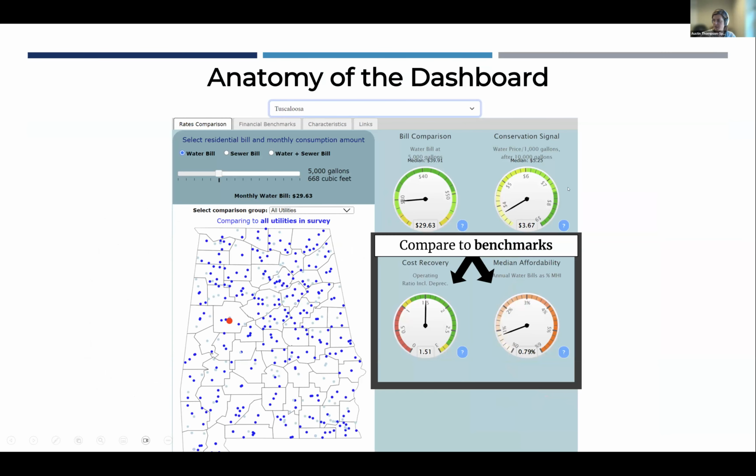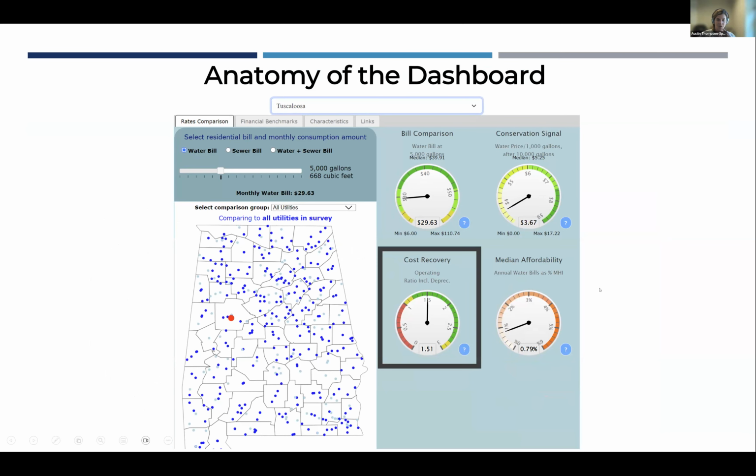Okay, so we went through these top 2 dials here. So now we're going to dive into these bottom 2 dials. So if I were to change the comparison group here, again, these top 2 dials would change because we're comparing against the utilities in that comparison group. But these bottom 2 would not, because these are comparing to benchmarks, right? So these are just based on utility level data. It's not based on other utilities within the survey group. So again, I'll talk about each of these a little bit more in the next slides.